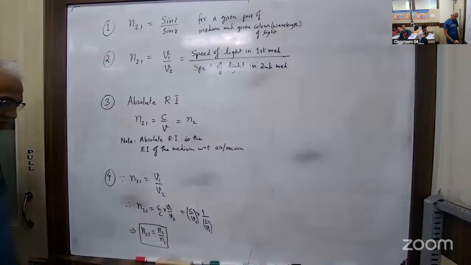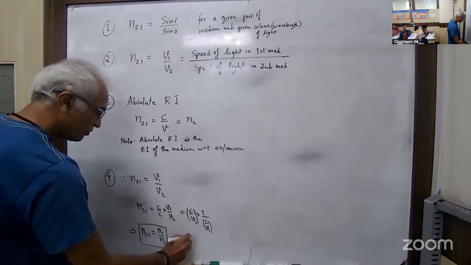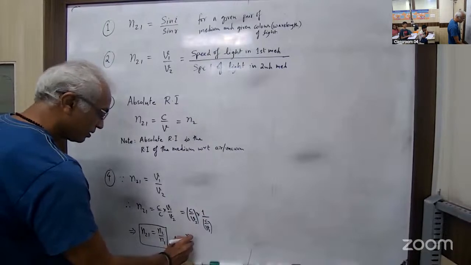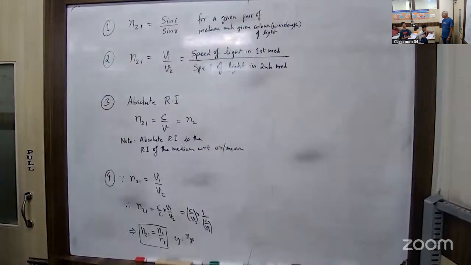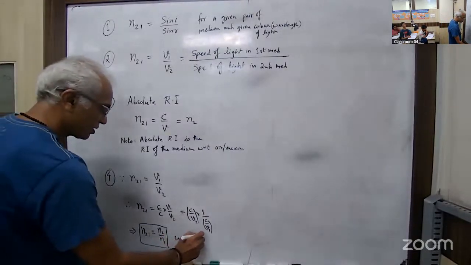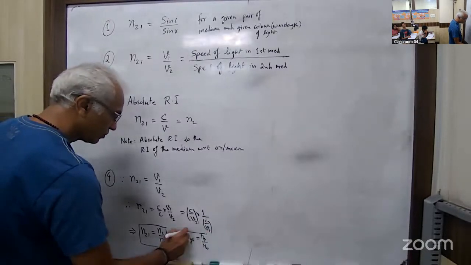So I'll give you an example. Suppose you have two substances as glass and water. Let us say glass and water. So this will be equal to refractive index of glass divided by refractive index of water.